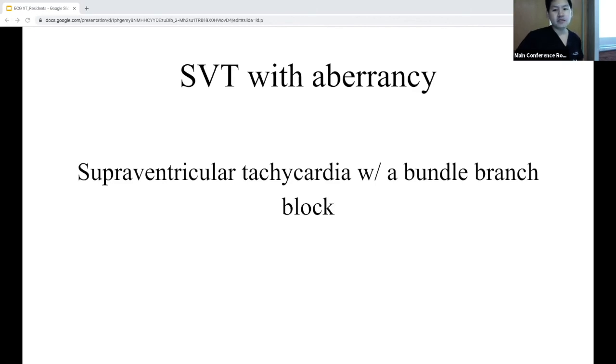This can be an SVT-driven bundle branch block where you see it only at high rates due to differences in refractoriness of the left and right bundles. Or you can see it in someone who already has a pre-existing left bundle branch or right bundle branch block.